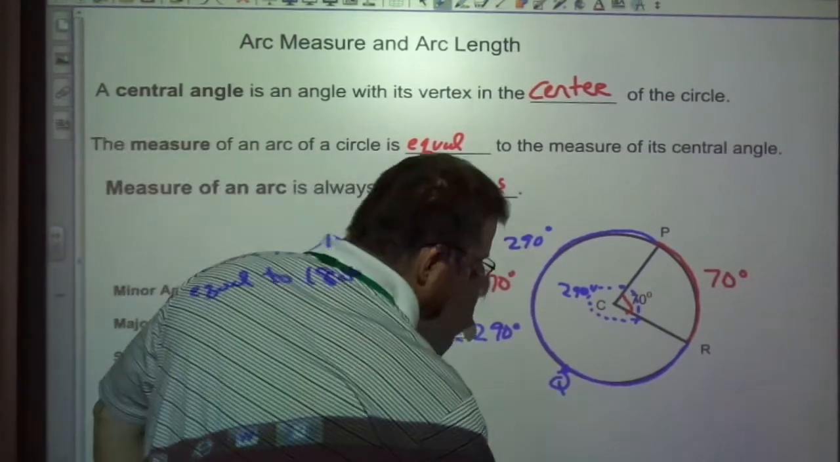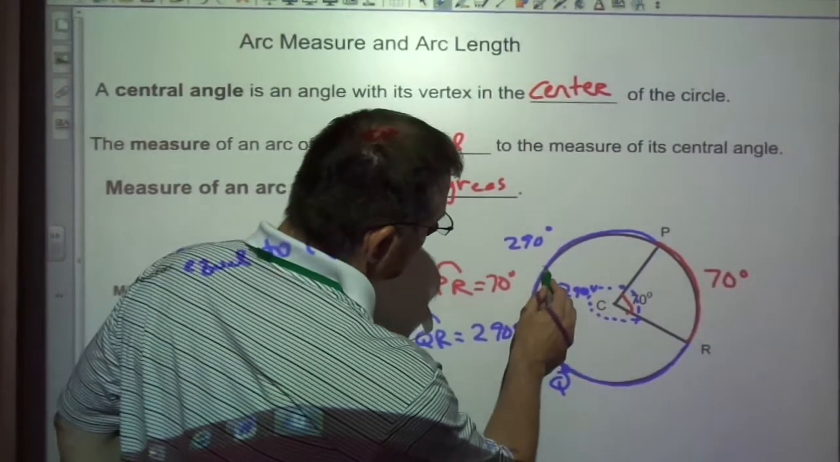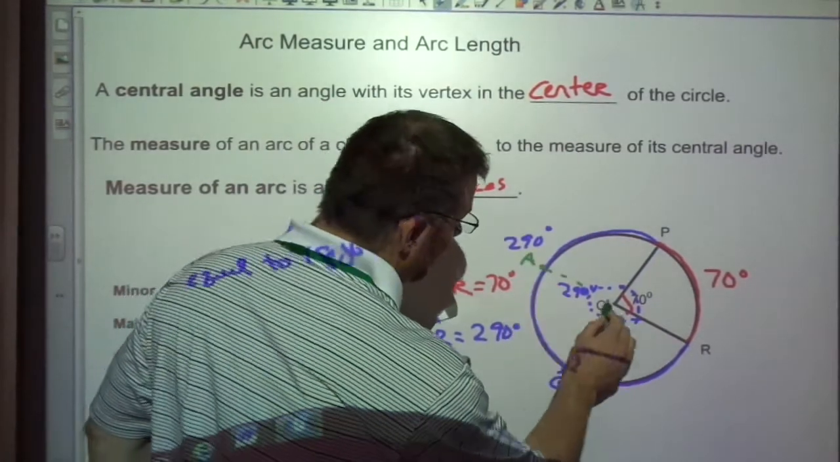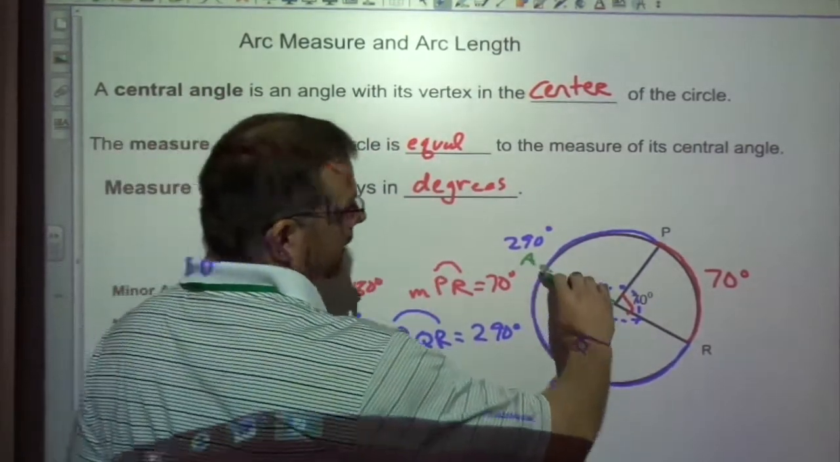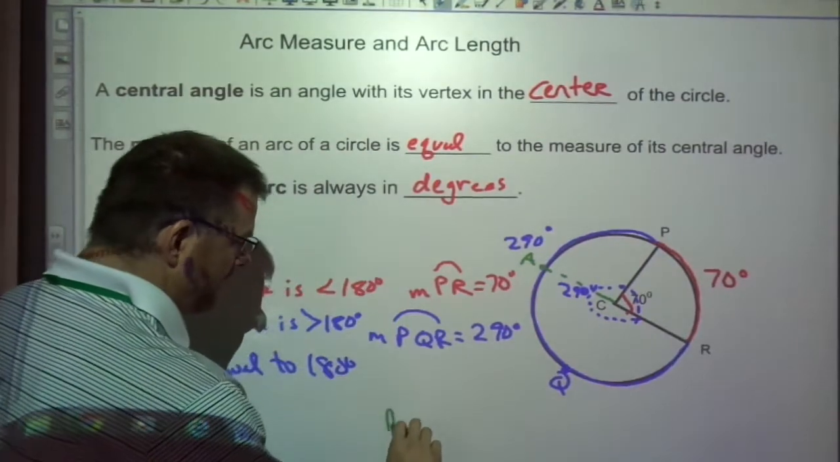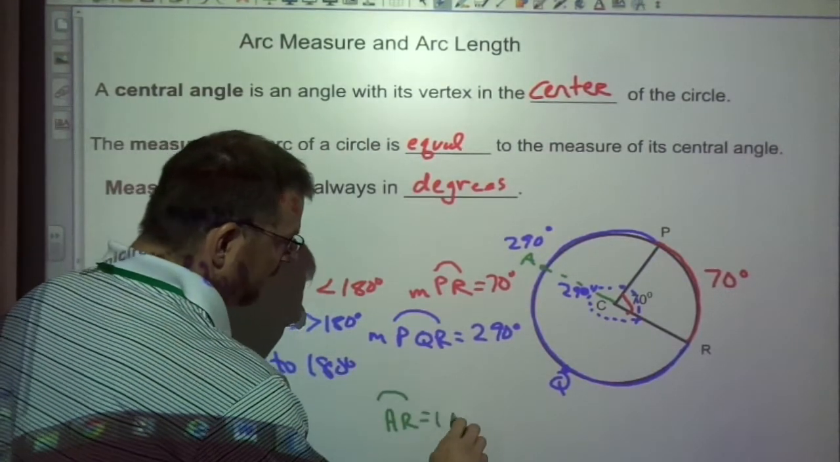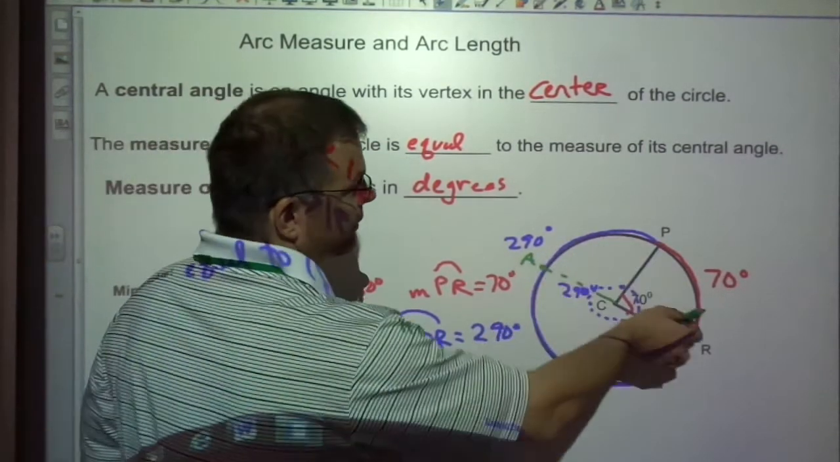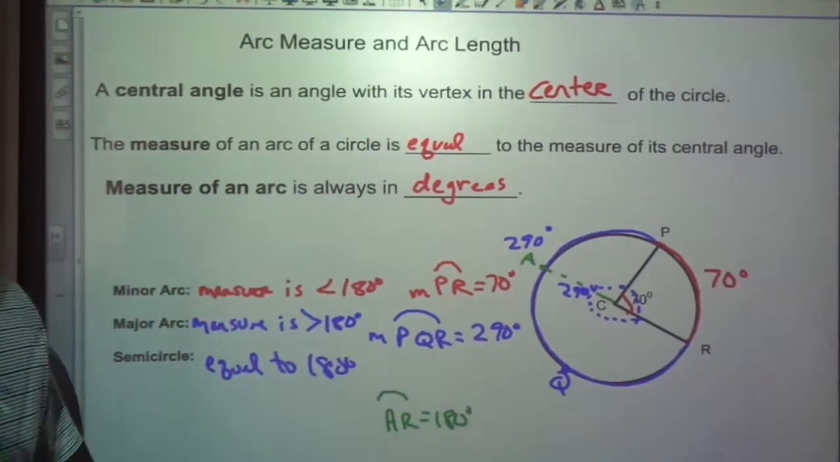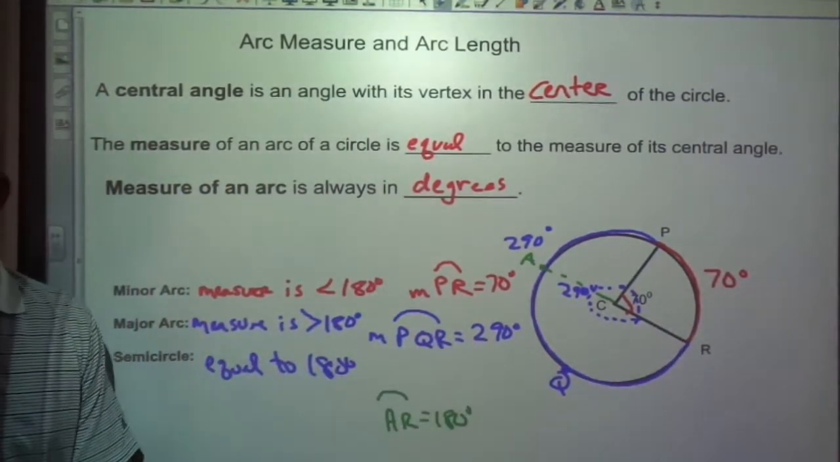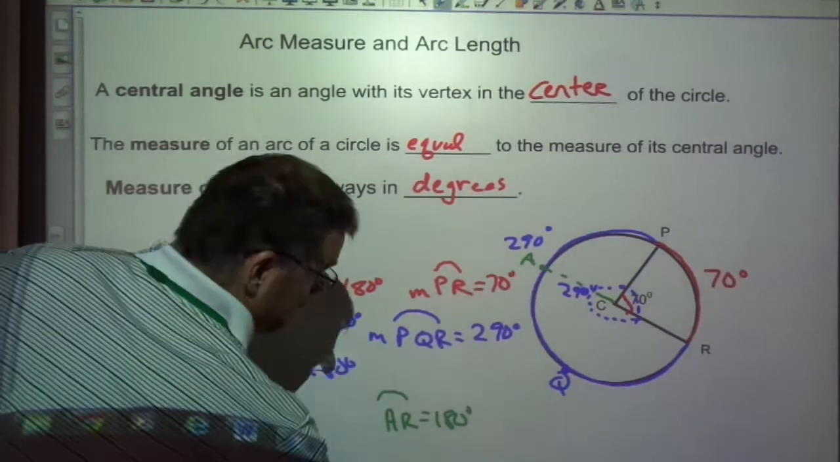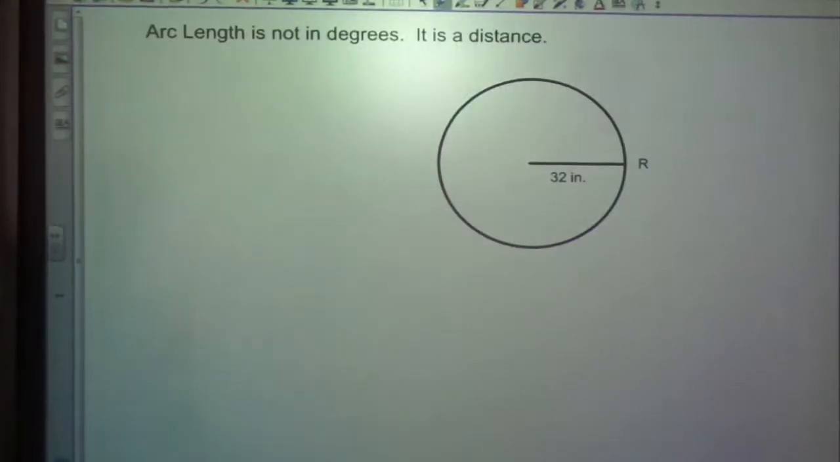So if we had, let's say, another point here, point A, then we would say that arc AR is 180. And really it could go this way or this way, and we wouldn't care because it's 180 either way. Okay. Let's look at arc length.